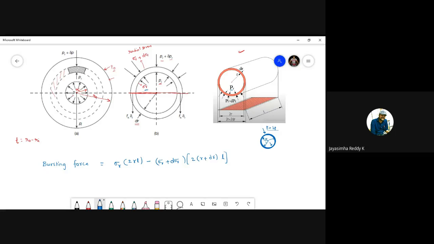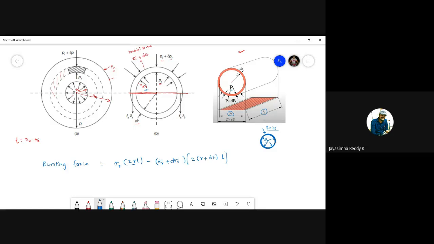So I'm just writing it in terms of force. Force is nothing but stress into area. Stress is sigma r that is acting, and the projected area is 2r. 2r is the side of this rectangle, and the other side of the rectangle is L. 2r into L will become the area of the rectangle. Isn't it, students? So this is stress multiplied by area, I am getting force. This internal force minus external force will give us the net bursting force.